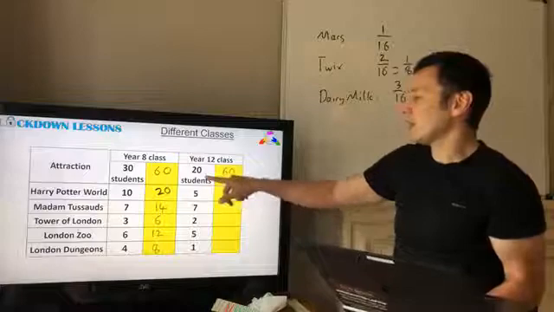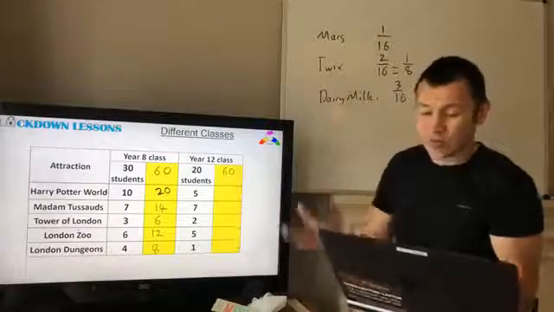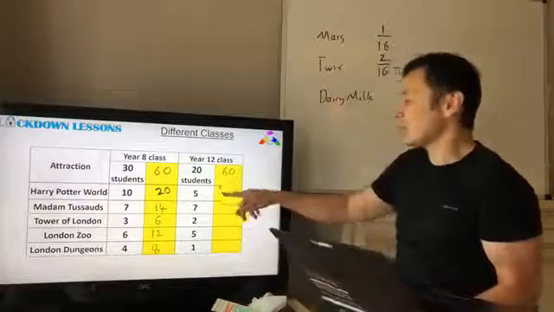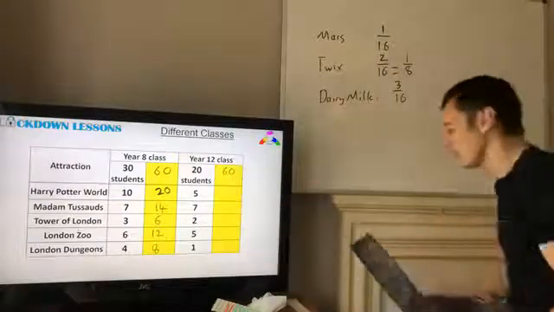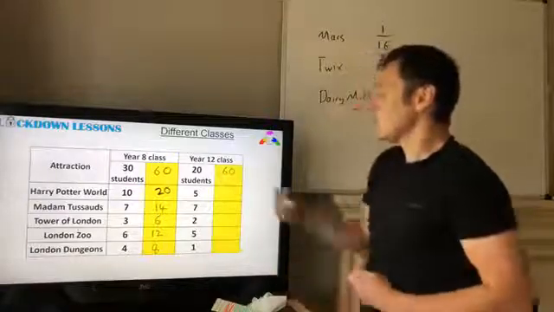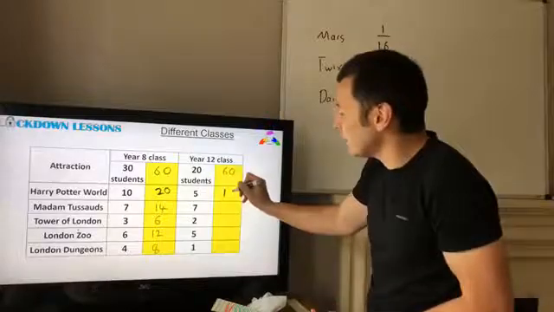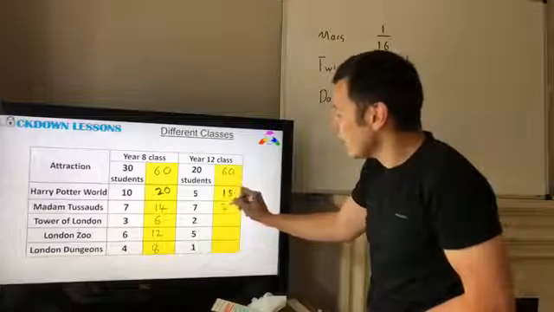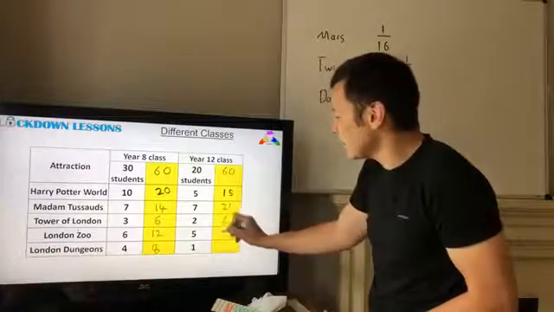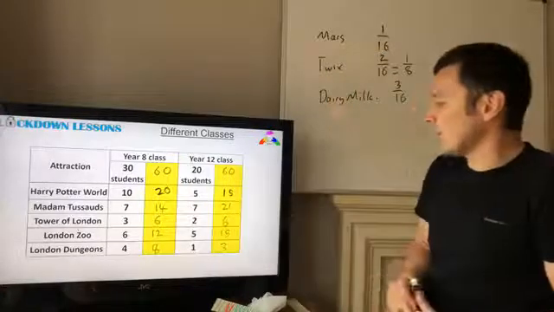What about this one? If I go from 20 to 60 here, what do you think there should be? Brilliant. Times by 3, you've said there. So you want to times everything by 3, don't you? Because there's 3 times as many pupils in the class. So you're going to expect it to be the same. So you're going to end up with 15, 21, 6, 15, and the London Dungeons is 3.